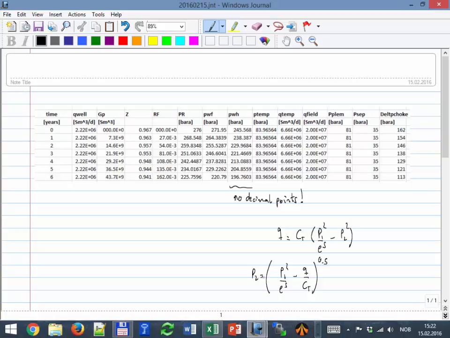If you want to clear P2 from the first equation, from this equation. No, the first equation is not correct. Okay. So how is it? There is a power 0.5 here? Yes. Okay. Thank you.